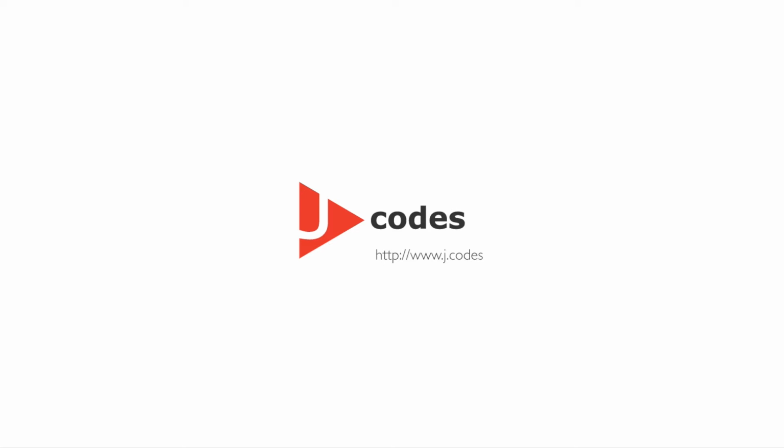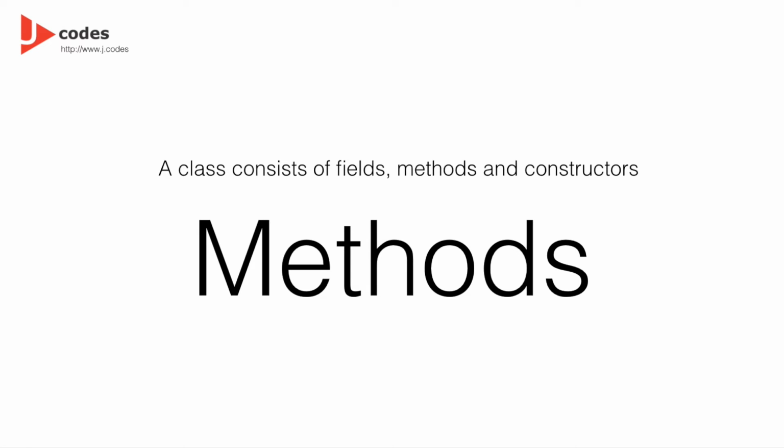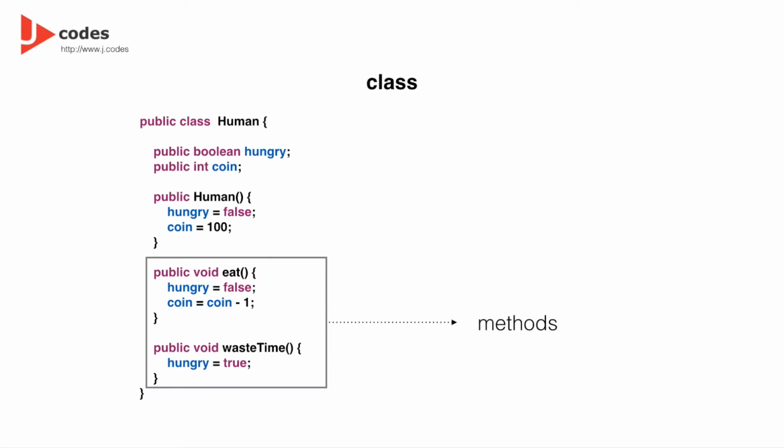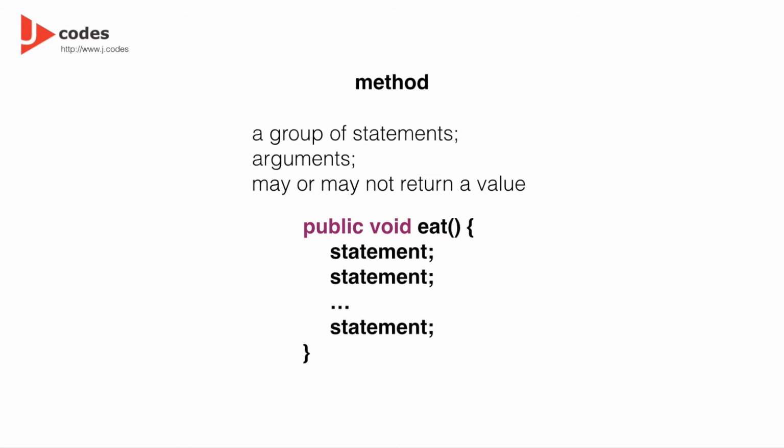This is the 6th tutorial of Java. In this video, we will talk about methods. A method is a function that contains a group of statements and allows you to pass arguments into it. Also, it may or may not return a value.